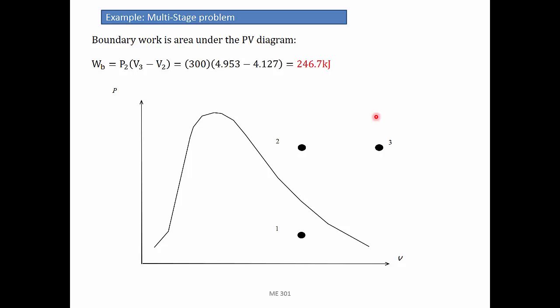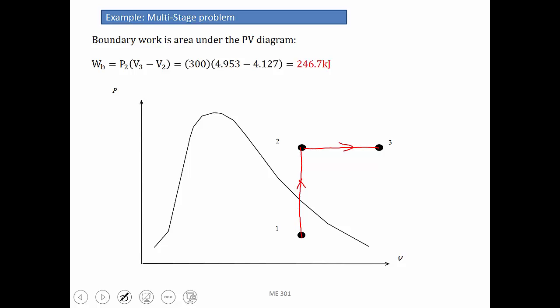Next step, we're ready to find the boundary work. We know boundary work is the area under the curve. So how do we find the PV curve? We know the information of state 1. We know the process is isochoric, so it is represented as a straight line from 1 to 2. From 2 to 3 we understand it is an isobaric process, and we can find the isobaric line to be horizontal.